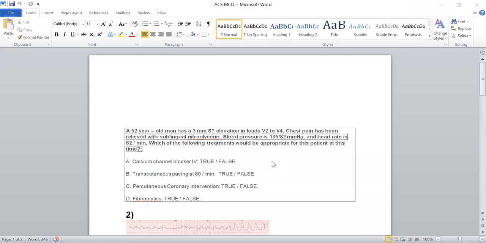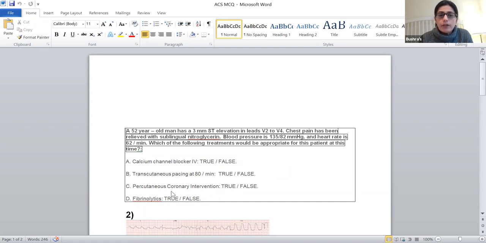No, madam. There's no role for that. Transcutaneous pacing at 80 per minute. You want to do the temporary pacing? False. The patient's heart rate is fine and the blood pressure is fine, so we don't need the pacing.